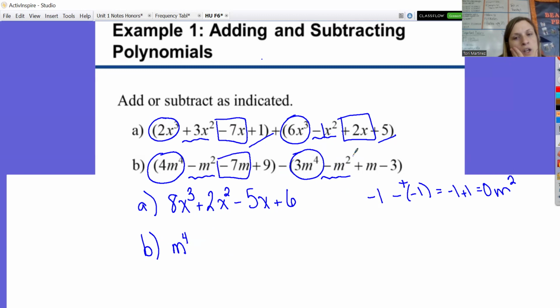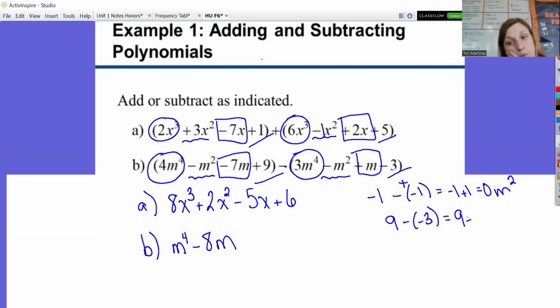Then we have our linear term, negative 7 minus 1m gives us negative 8m's. And finally, 9 minus negative 3. When we do 9 minus negative 3, we just have to be careful. You can always use a calculator because it becomes 9 plus 3. So we know that this is 12, positive 12. And those would be our answers.